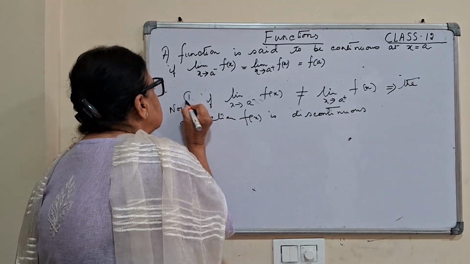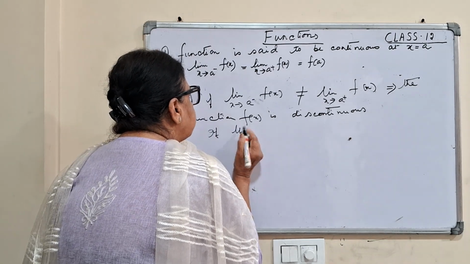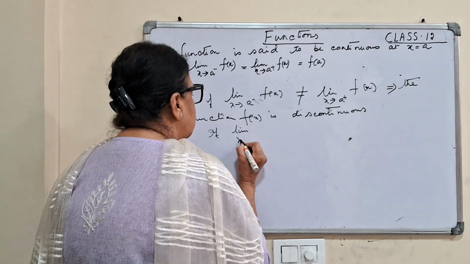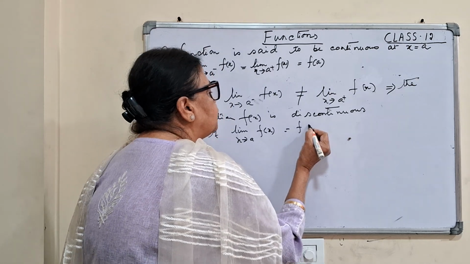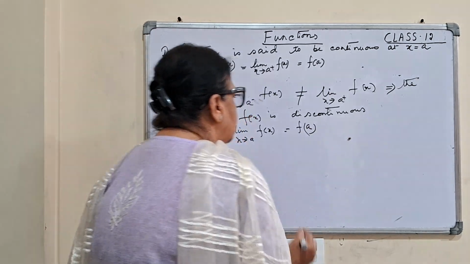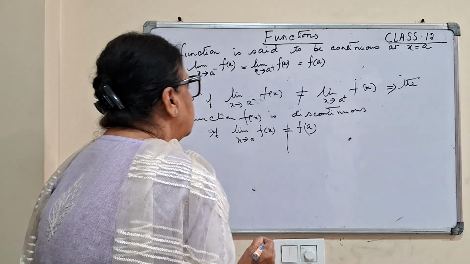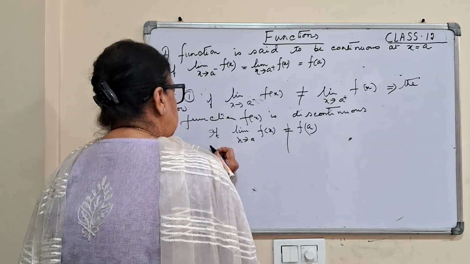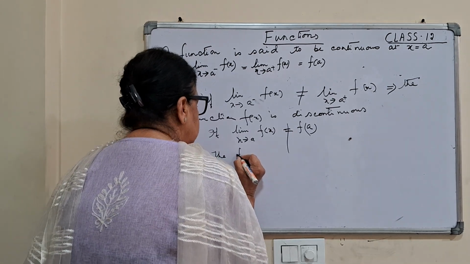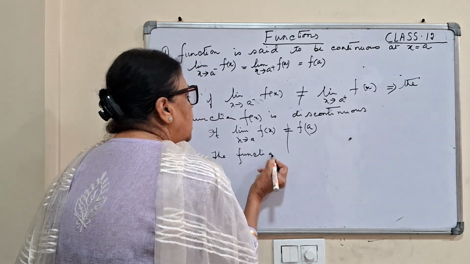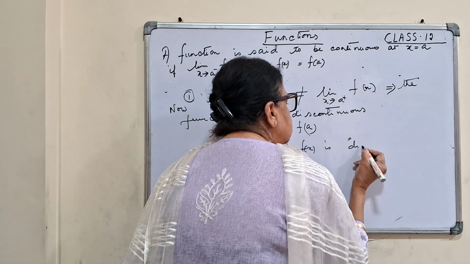Similarly, this is the first point. Second is that if limit x tends to a of fx is not equal to the functional value of a, not equal to the functional value here, then again it implies that the function fx is discontinuous.